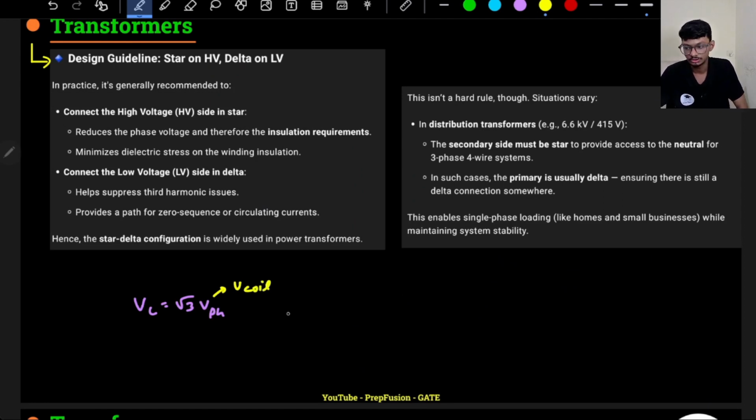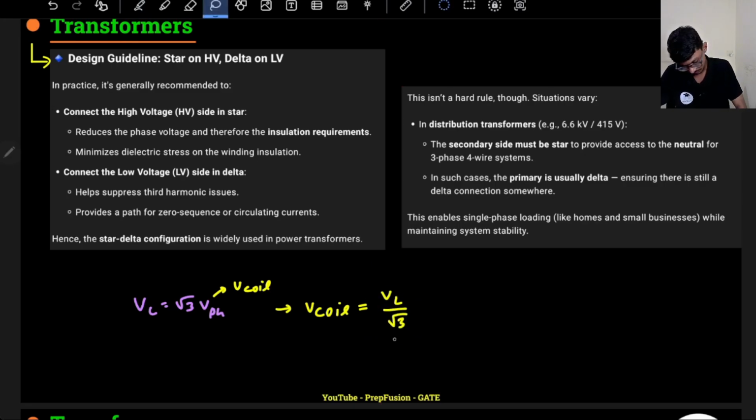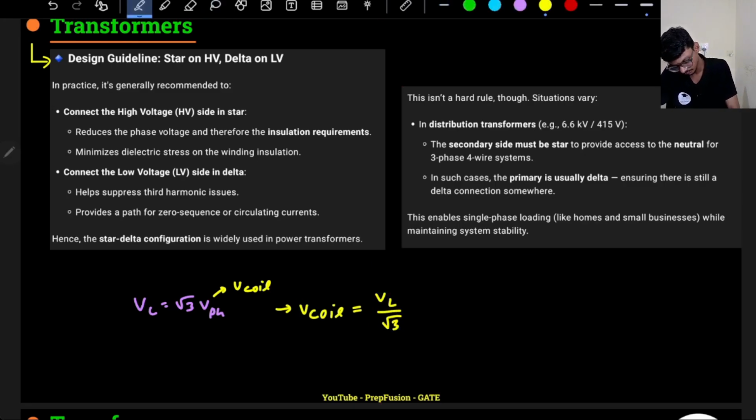So to reduce cost in insulation, my coil voltage will be what? Coil voltage will be VL divided by root 3. Okay, this is what my coil voltage is.